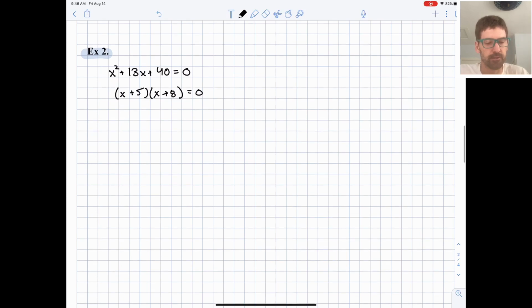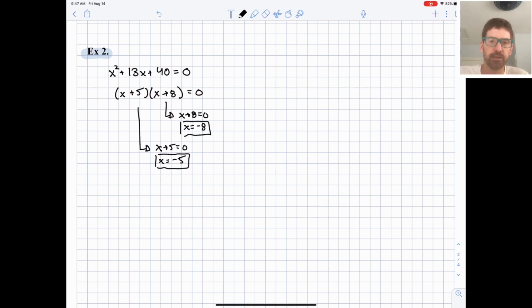So we have two options, okay? So one option is x plus 8 equals 0, which means x is negative 8. And our other option is x plus 5 equals 0, which means x is negative 5. Okay, so those are our solutions to this particular problem. We couldn't have solved this problem back up here by subtracting 40 from both sides and then dividing by x or anything, okay? It really is solved best by factoring and then doing the zero product property.